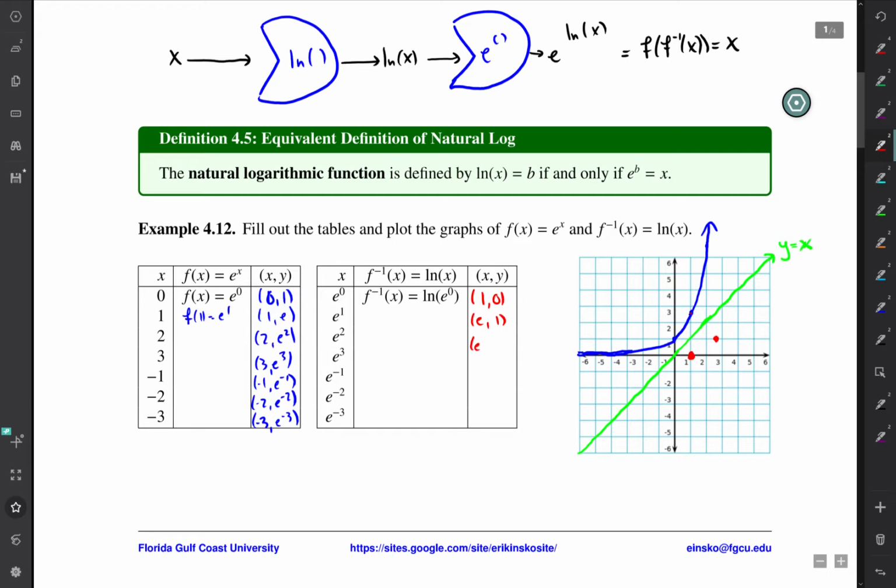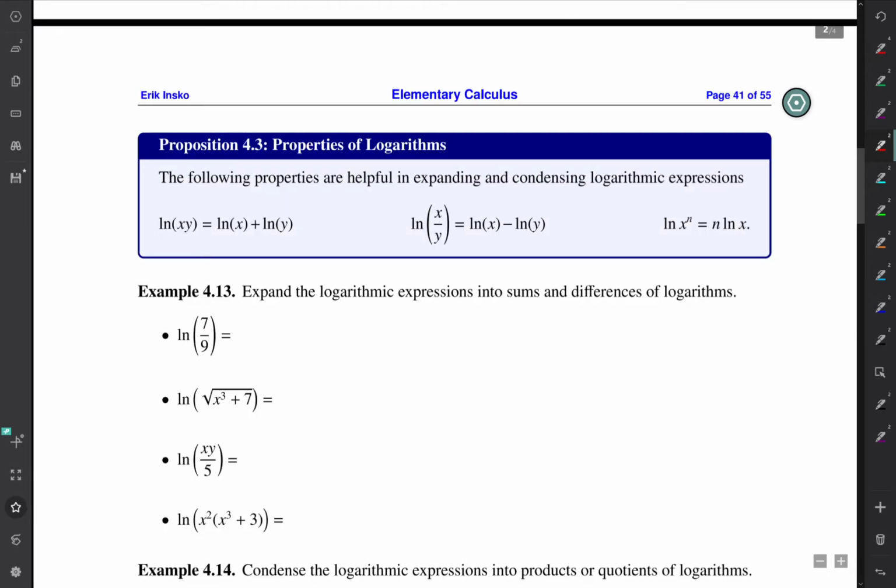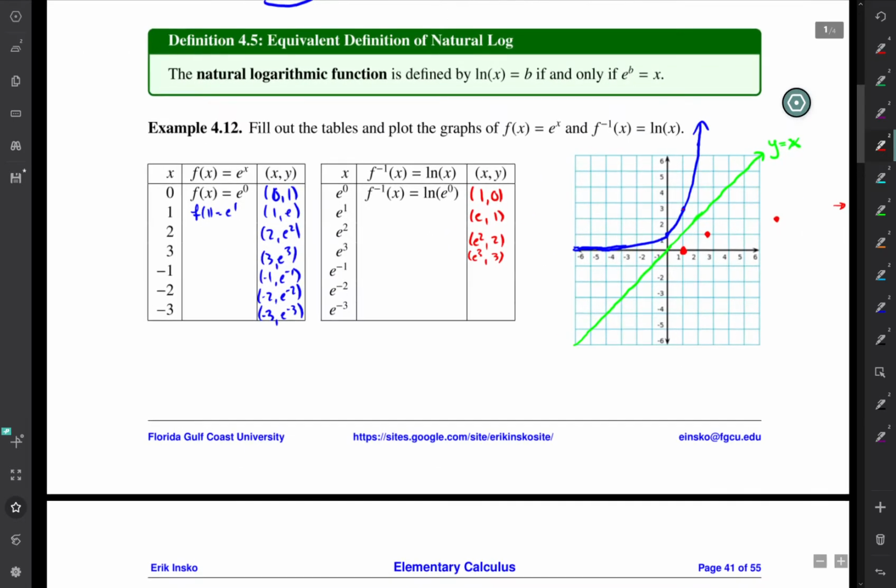And then e squared is going to kick out 2. So e squared, 2 would be something like over here. And then e cubed, 3 is going to be off the graph, but it would be way to the right over there. So that's off the graph already. Let me zoom back in.